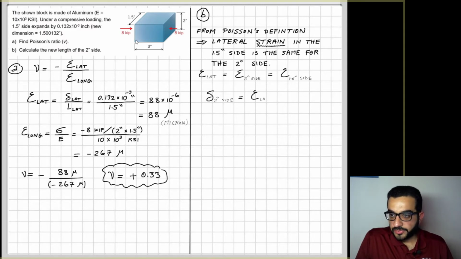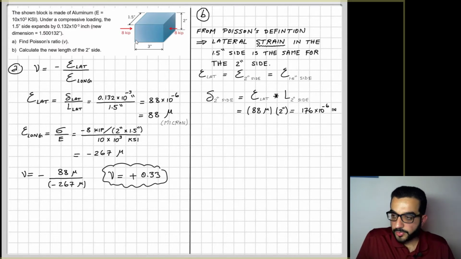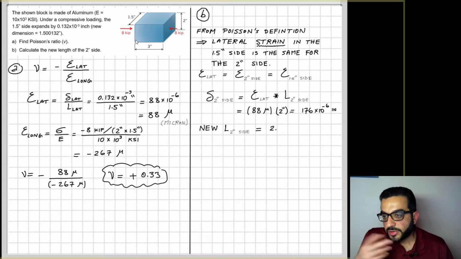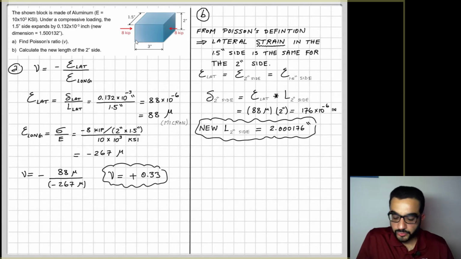So I already have the 1.5-inch side strain. The strain is equal to delta over L, so delta is equal to strain times the length that I have. So from before, 88 micron is the lateral strain, which I was focused more on for the 1.5 inch. It will now be for the 2-inch side. Multiply that by the 2-inch dimension, so that's now the delta. You see it's an expansion here, similar to the other side, 1.5 inch. So the new dimension, I will add this value to the original dimension of 2 inches, and I will end up with a little more length than the original 2 inch.